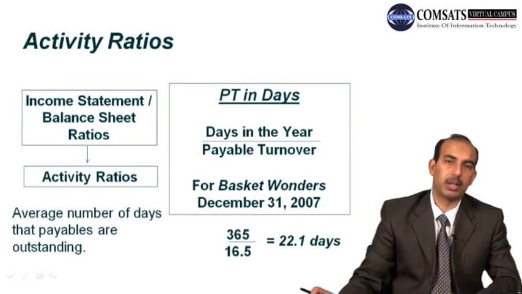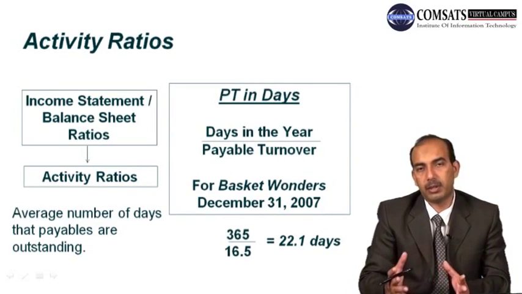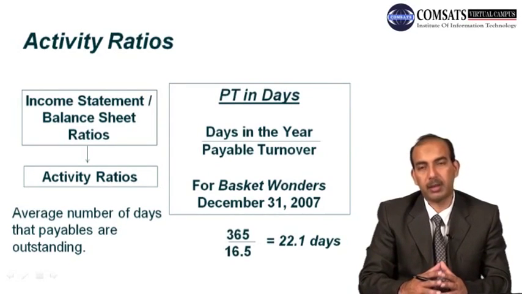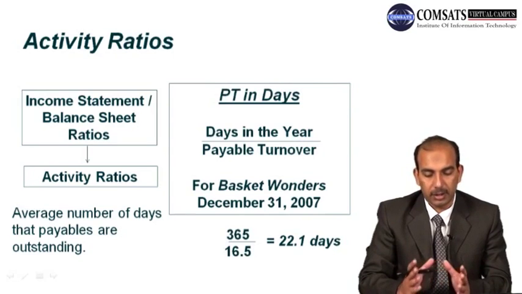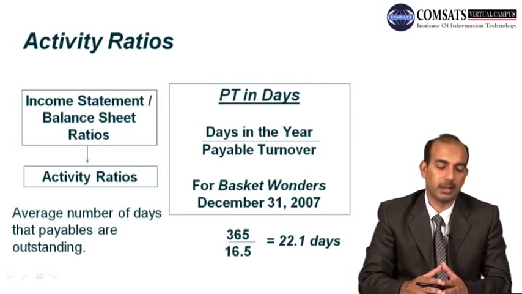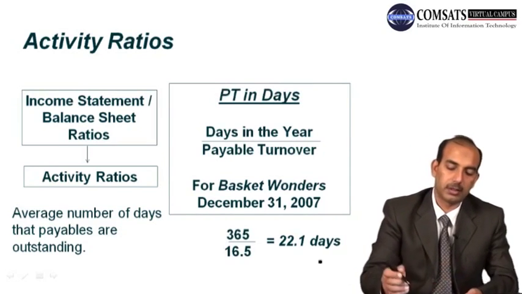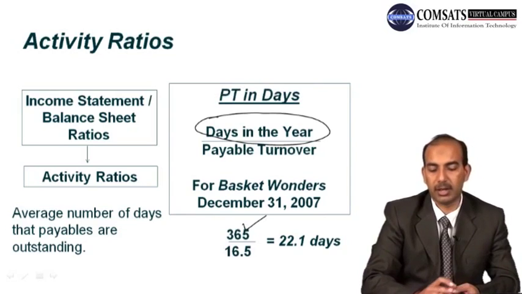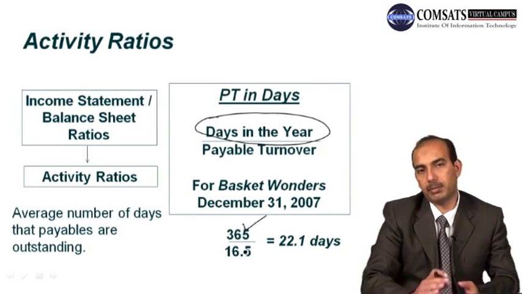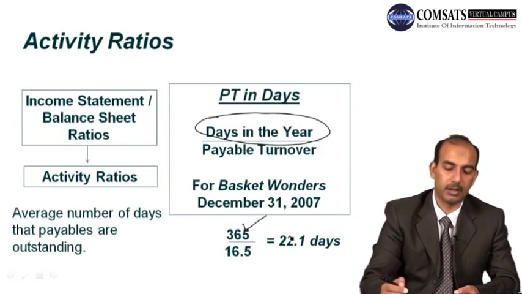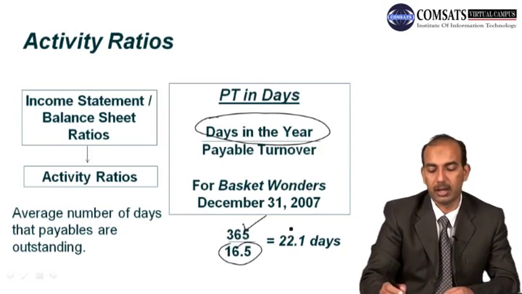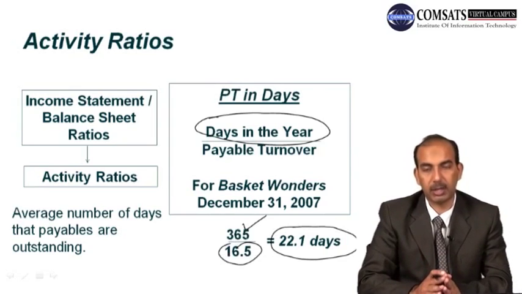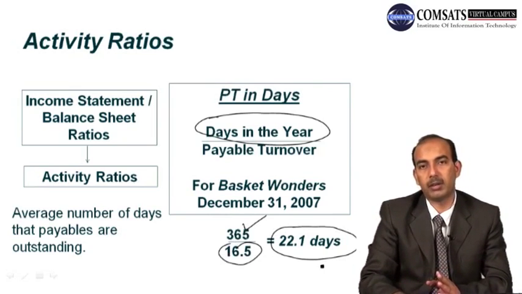Before that, let's look into the average payment days. Before, we calculated the average collection period, and here let's see the payable turnover in days. It represents the average number of days that payables are outstanding. As in the previous case, we take the days in the year, that is 365, and divide by the payable turnover we calculated in our previous slide, which was 16.5. We get an answer equal to 22.1 days, the average number of days that payables are outstanding.